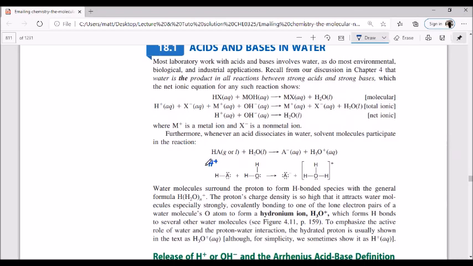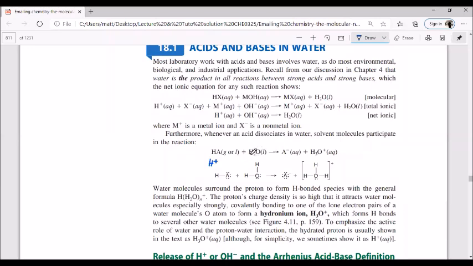We call it a proton because there is no electron at all on the hydrogen at this moment. So what is present on the hydrogen? Only the subatomic particle proton is present. That's why when you see proton here, it refers to H plus, because the only subatomic particle present is the proton. Okay, so as the bond breaks, H plus forms.